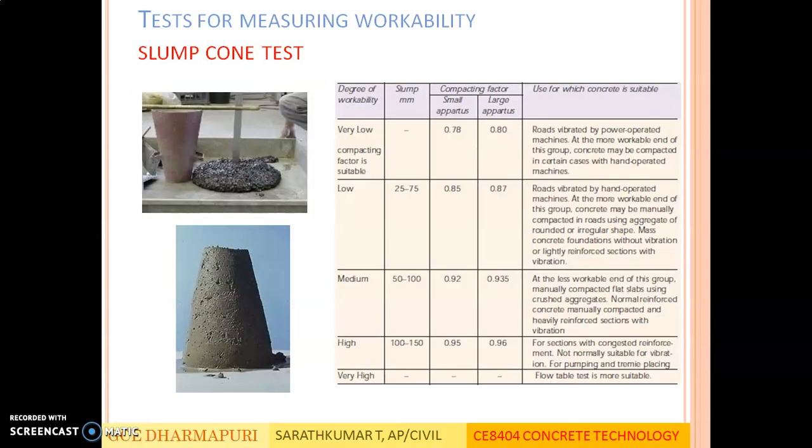If the slump value is 25 to 75, it is called low. If 50 to 100 it is called medium, and 100 to 150 it is called high. If it is above 150 it is called very high.